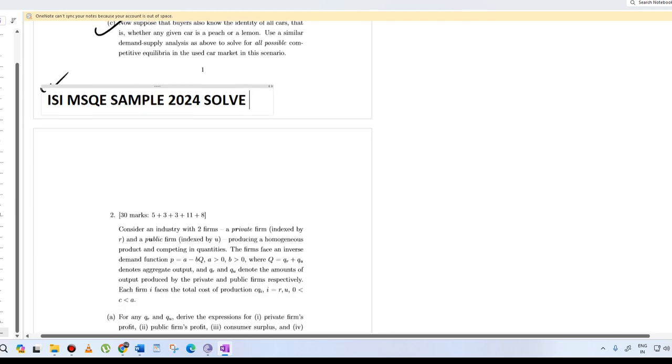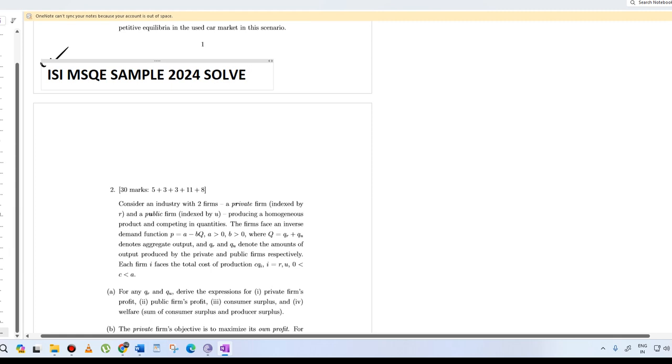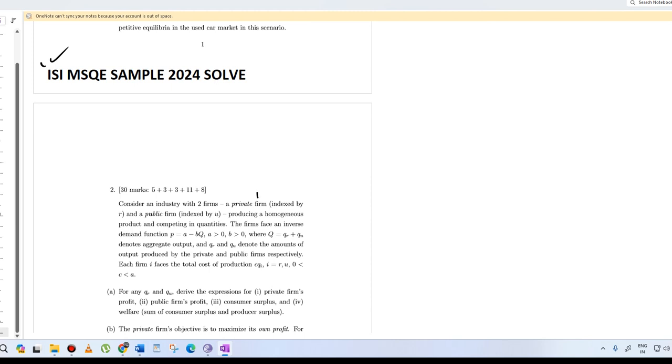So we are solving question number 2 in the subjective zone of the ISI MSQE. Consider an industry with two firms, a private firm and a public firm, producing a homogeneous product and competing in quantities. The firms face an inverse demand function P equal to A minus BQ, where Q equals QR plus QU. QR and QU are the amounts of output produced by the private and public firm, and total cost is also given. We have to calculate the private firm's profit, public firm's profit, consumer surplus and welfare.